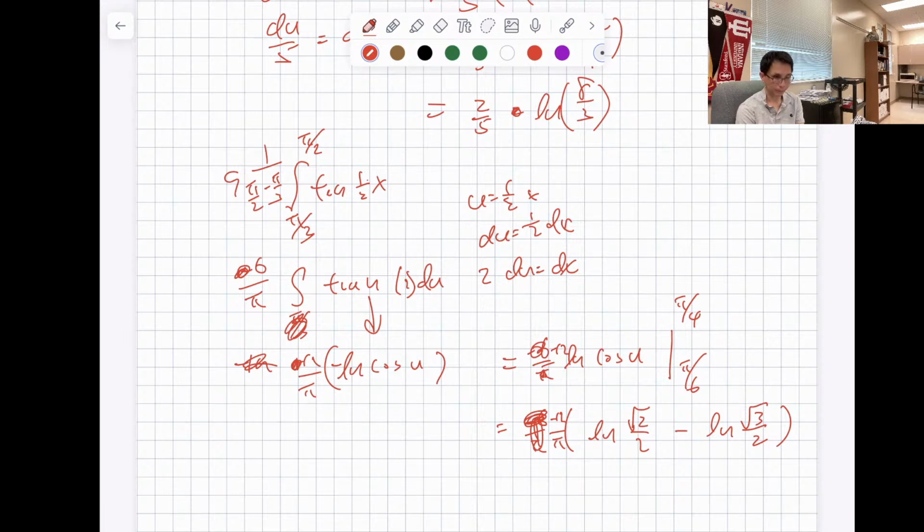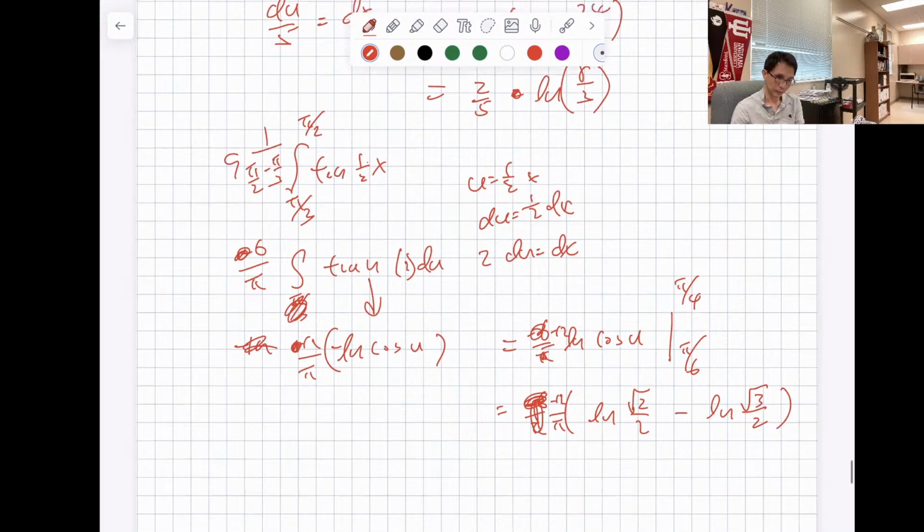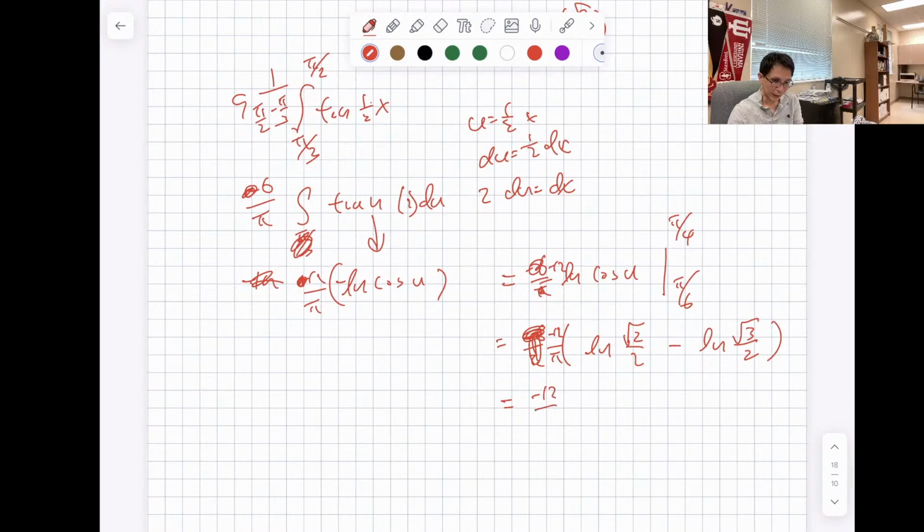No, that's okay. -12 over pi, and then this one you can end up with the natural log of 2 over 3 like this. Eventually, but this one's fun. This is a hard question.